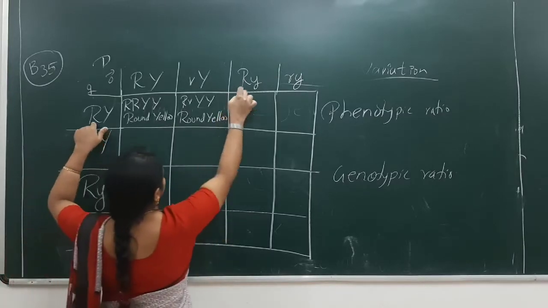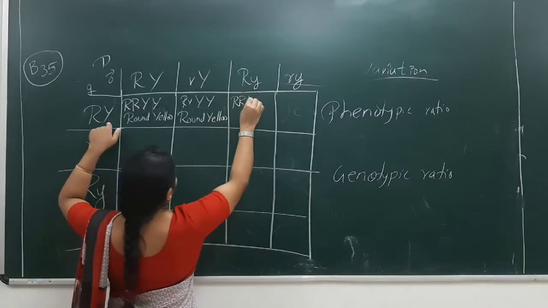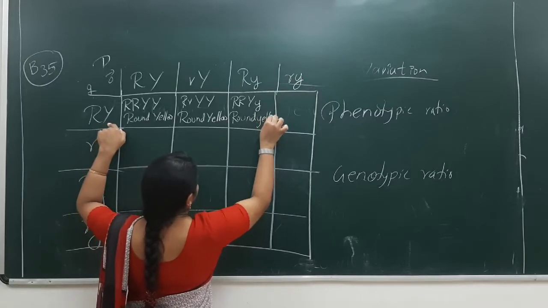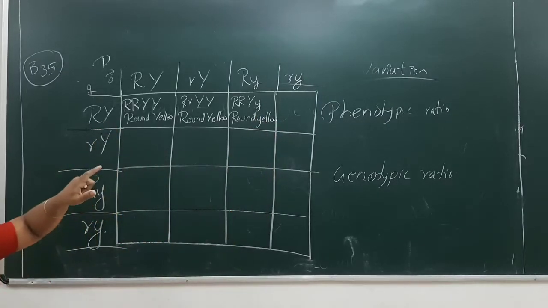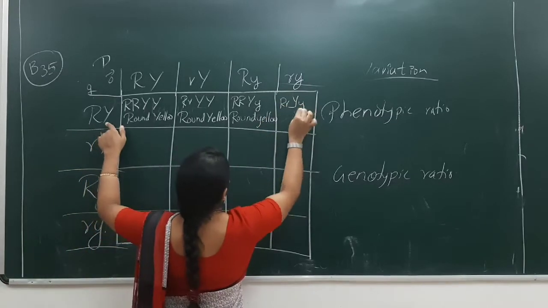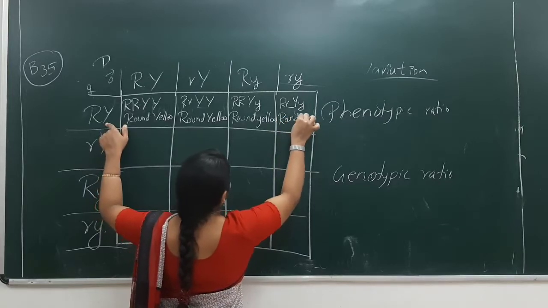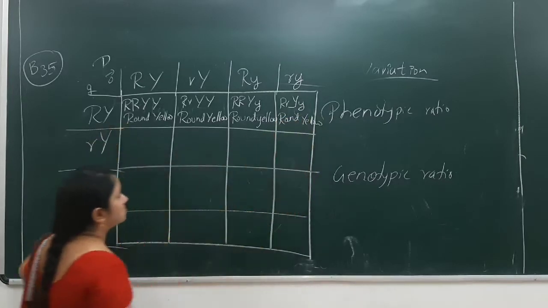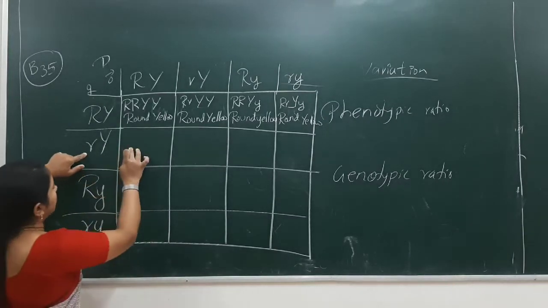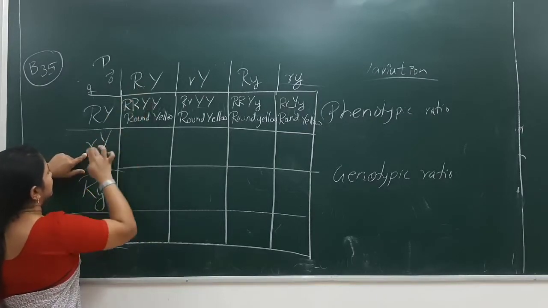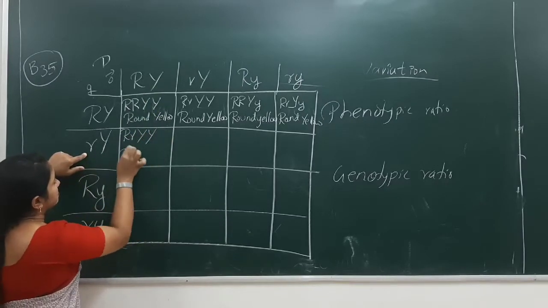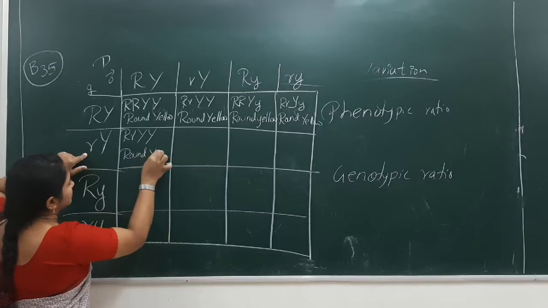Here capital R and capital R, capital Y and small y. The phenotype is round and yellow. Okay, capital R and small r, capital Y and small y. This is also round yellow. Alright, in the same way you have to cross all the gametes. In this column, what I am going to write here, capital R and small r, capital Y and capital Y. Alright, round and yellow.